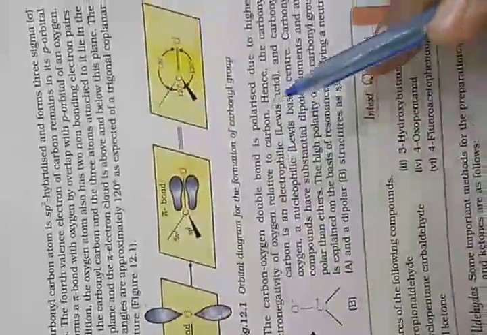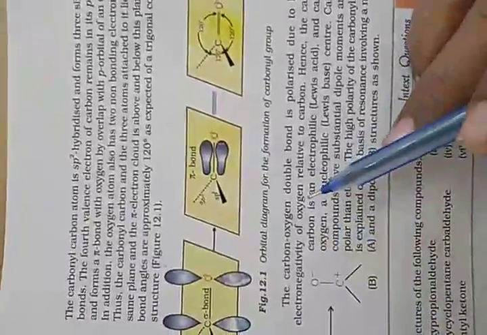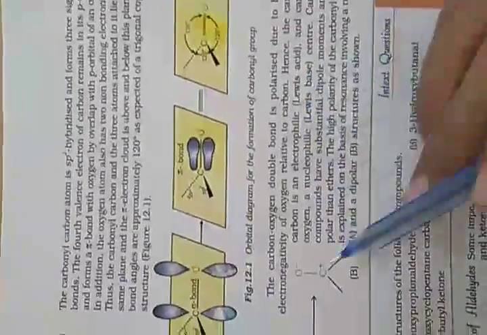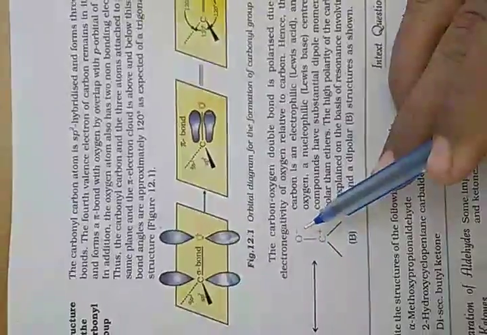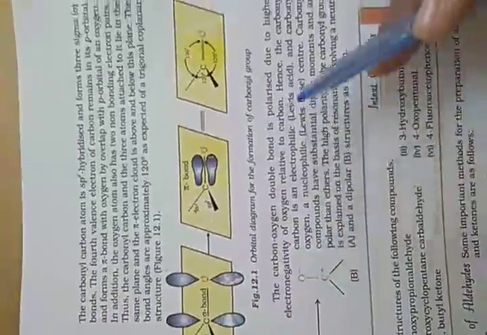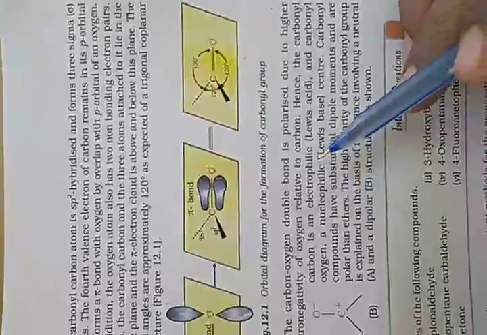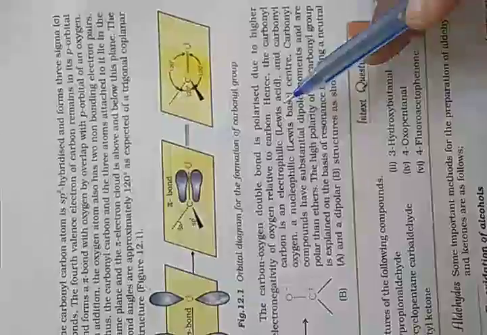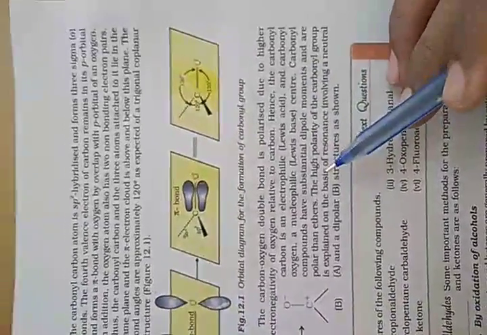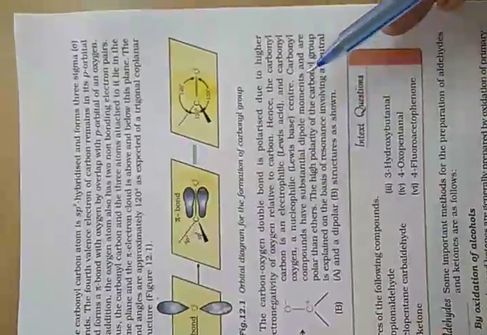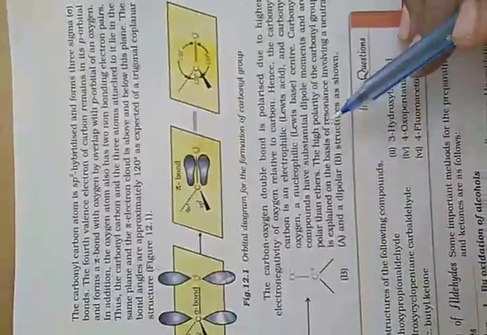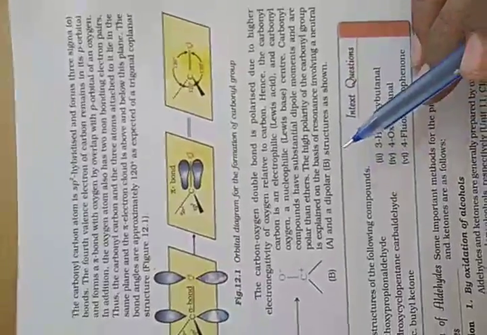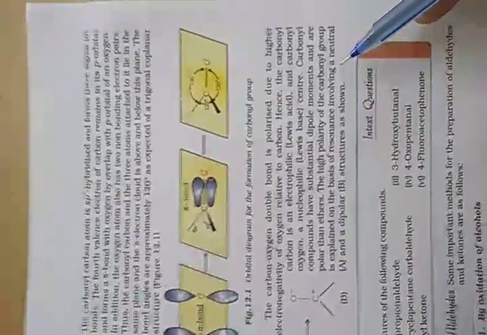The carbon-oxygen double bond is polarized due to the higher electronegativity of oxygen relative to carbon. Carbon is in the 4th group and oxygen is in the 6th group, so oxygen is more electronegative. Hence the carbonyl carbon is an electrophilic Lewis acid and the carbonyl oxygen is a nucleophilic Lewis base. You already know what a Lewis acid and a Lewis base center are. Carbonyl compounds have substantial dipole moments and are more polar than ethers. The high polarity of the carbonyl group is explained on the basis of resonance structures.